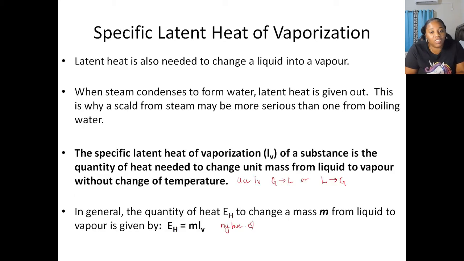Latent heat is also needed to change a liquid into a vapor. When steam condenses to form water, latent heat is given out. This is why a scald from steam may be more serious than one from boiling water. The specific latent heat of vaporization of a substance is the quantity of heat needed to change unit mass from liquid to vapor without a change in temperature. In general, the quantity of heat EH to change a mass M from liquid to vapor or from vapor to liquid is given by EH equals mLV.